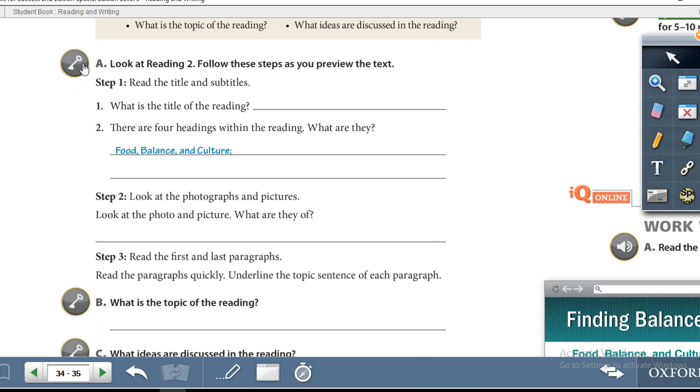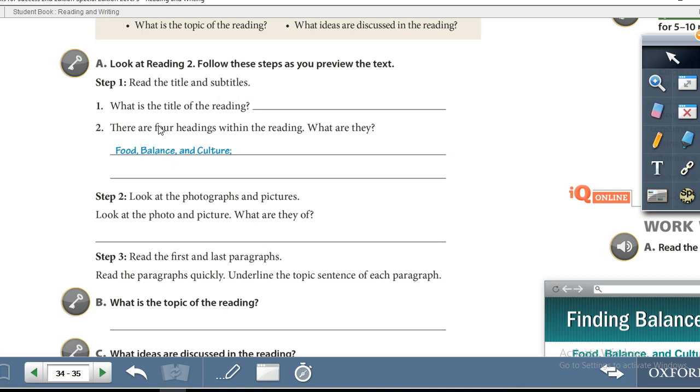Let's have a look at exercise A. Look at reading 2. Follow these steps as you preview the text. Right, so basically, just by reading the instruction, it says look at reading 2. So that tells you that you are going to get all of your answers from reading number 2. Step 1. Read the title and subtitles.